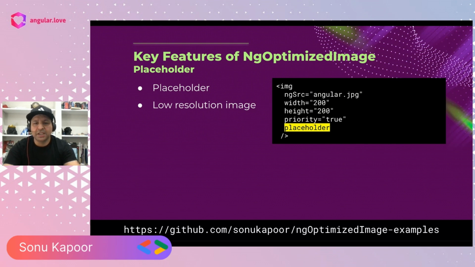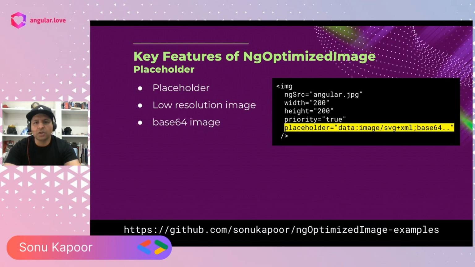And if you're using a CDN like Cloudinary, that supports image resizing, you should automatically receive a low resolution image for the placeholder, right? And you don't need to set any value for that attribute. So while the image is still downloading, you will see a low resolution image, and I think that on its own gives a much better user experience.